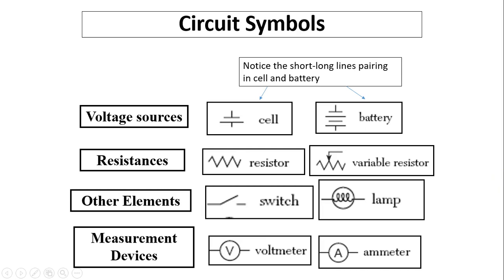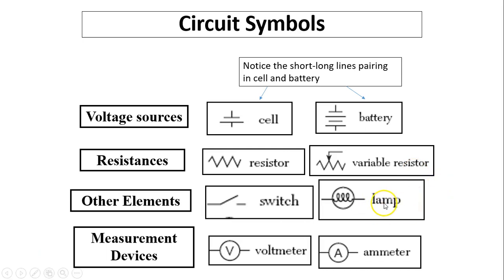These are the symbols we use in this chapter. All the symbols are in your reference table. For the voltage source, there are two types. One is a cell, the other is a battery. There are two types of resistors. One is the regular resistor, the constant resistor. The other one is the variable resistor.